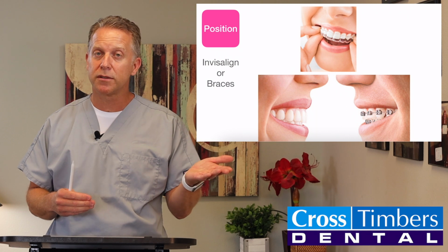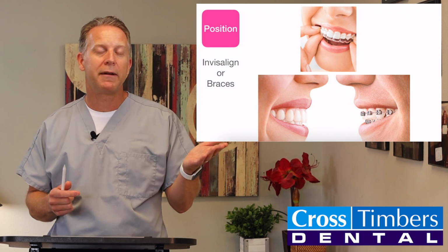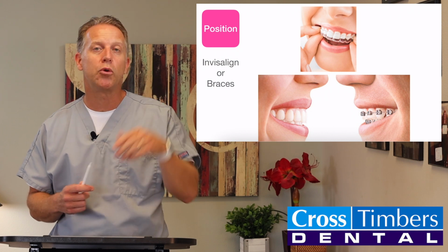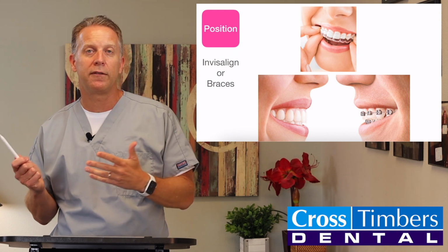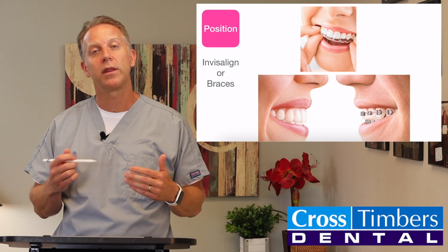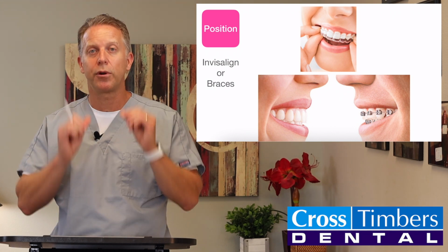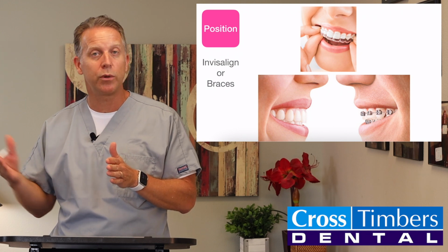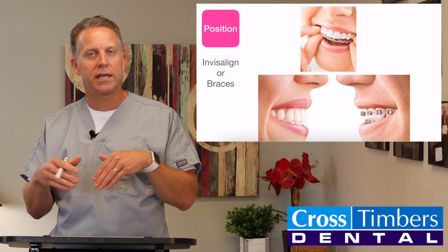You can do braces, which have been around forever. Everyone knows that. You're going to have to wear brackets on the teeth and have a wire in there that helps move the teeth around. There's also a thing called Invisalign, or clear aligner therapy. These are clear trays that you put in, and there's a whole series of trays that you would wear over the course of several months, maybe up to a year or so. They would move the teeth into the right spot.